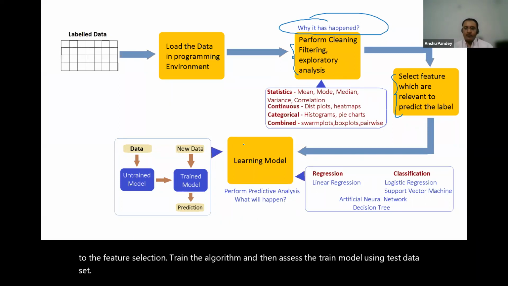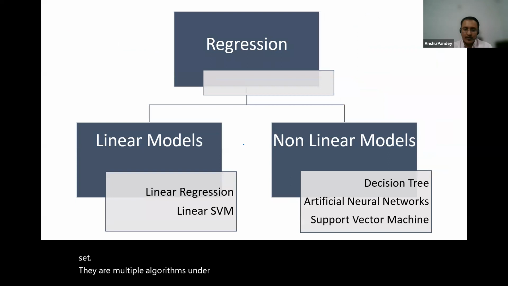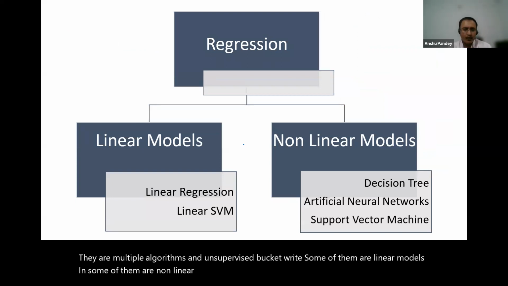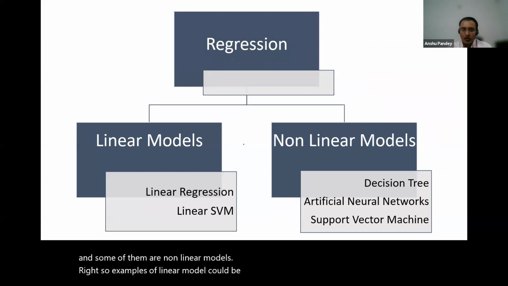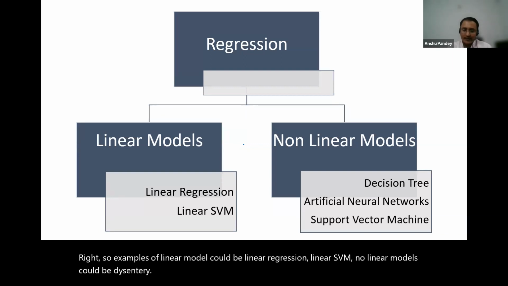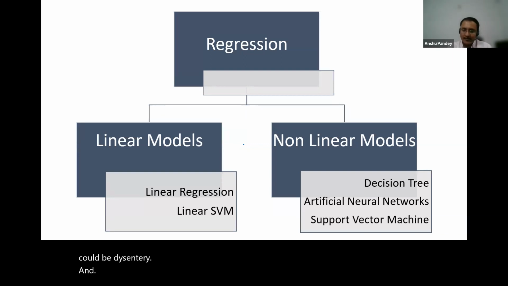There are multiple algorithms under the supervised bucket. Some of them are linear models and some of them are non-linear models. Examples of linear models could be linear regression and linear SVM. Non-linear models could be decision tree and support vector machines. Now, when do we use linear versus non-linear models?